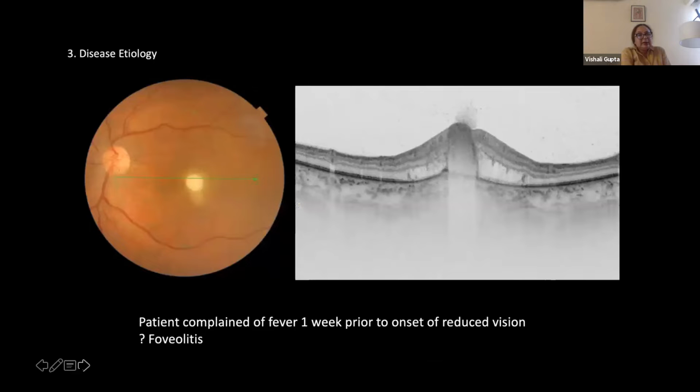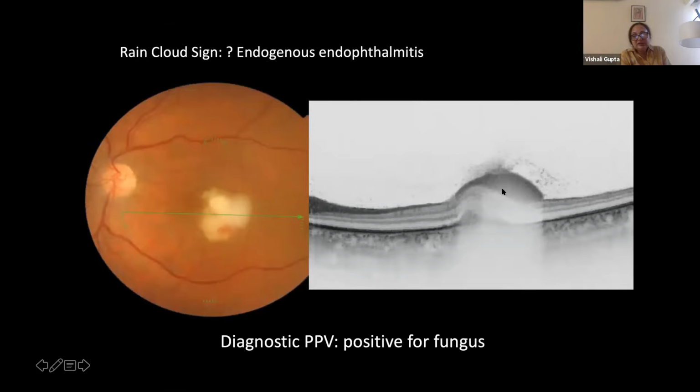And my third leg of the talk, which is the simplest, is defining these imaging findings to pick up the etiologic diagnosis. For example, this patient was brought to me with fever, which was suspected to be dengue, and I looked at it, and my first thought was, oh, this is foveolitis due to dengue fever. But within 48 hours, you can see this classical sign. This is the rain cloud sign. So if you have a rain cloud sign, it has got to be fungus. It cannot be foveolitis. And you can see so beautifully now, it's an abscess and the fungus which is growing.